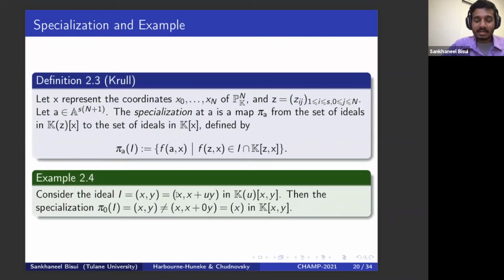because for this ideal, 0 doesn't belong to the open set where you can just specialize the generators and you will get the ideal back.